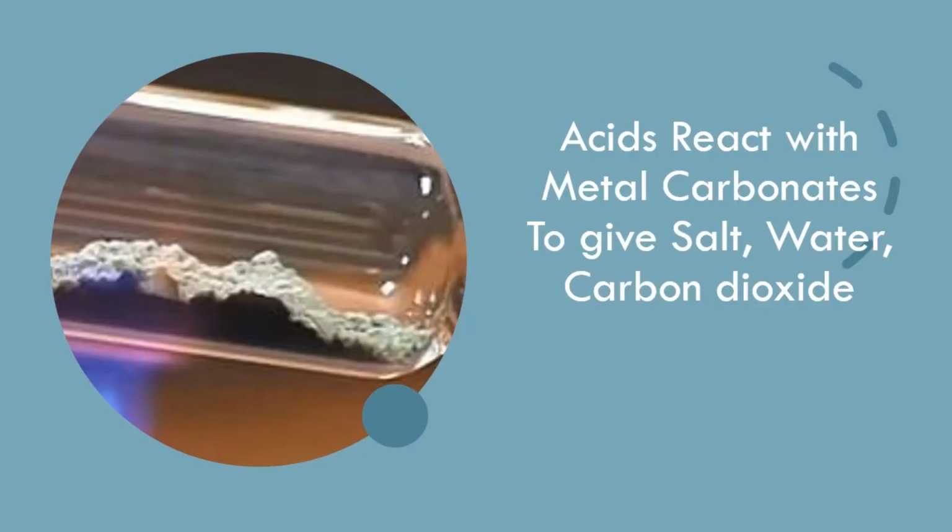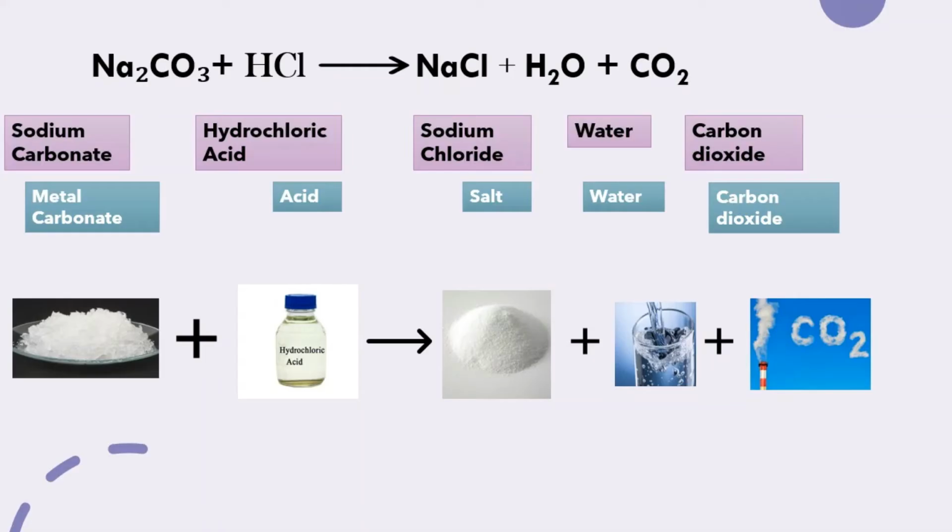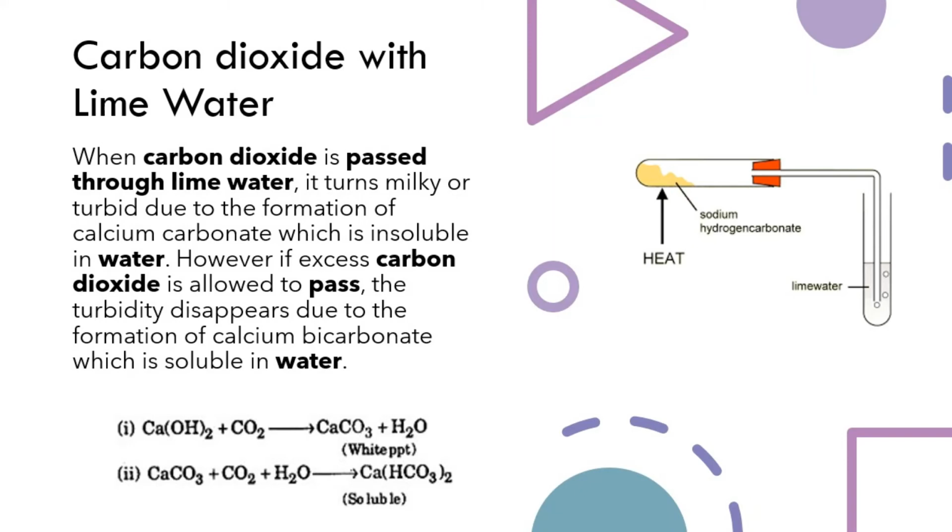Now let us look at what happens when metal carbonates or metal bicarbonates react with acids. So what happens is that we get a salt along with water and carbon dioxide. For example, sodium carbonate along with an acid, which is hydrochloric acid, reacts and forms sodium chloride, which is a salt, along with water and carbon dioxide. Similarly, sodium bicarbonate, which is sodium hydrogen carbonate, reacts with hydrochloric acid to give a salt, sodium chloride, along with water and carbon dioxide.